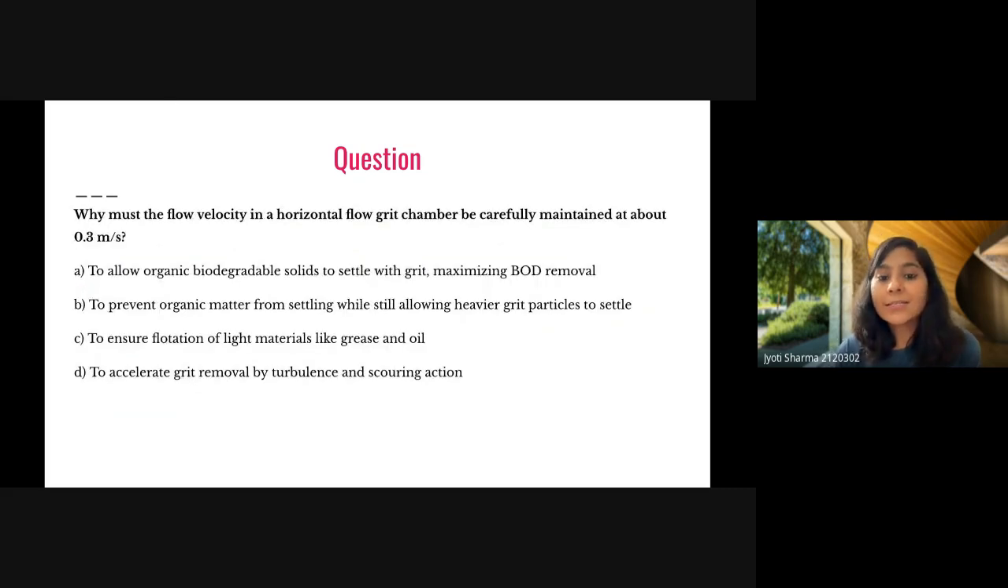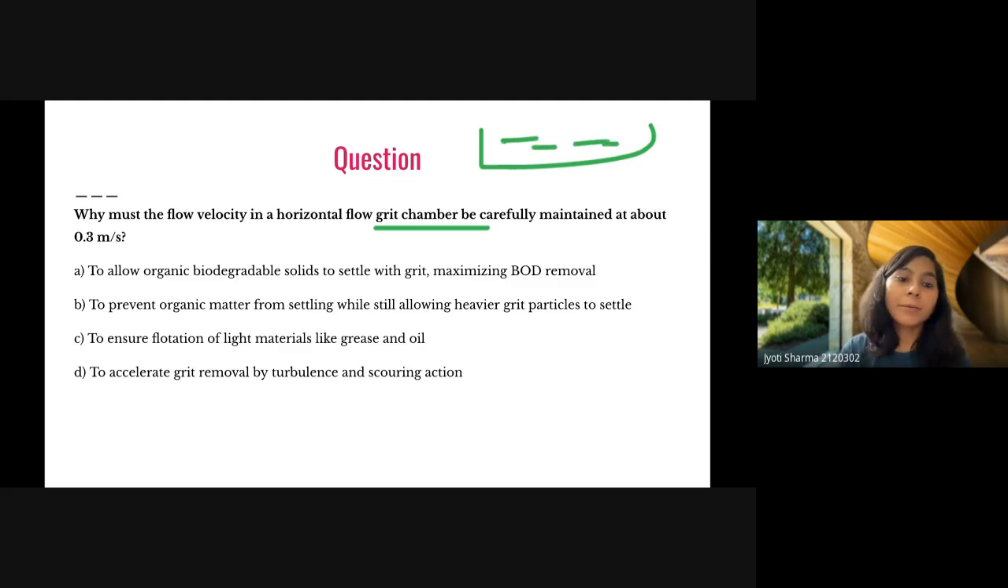Okay, so the next is the grit chamber. So we have a chamber and we have water in it, right? And you have to tell me, why must the flow velocity in the horizontal flow grit chamber be carefully maintained at about 0.3 meter per second? And we have four options here.